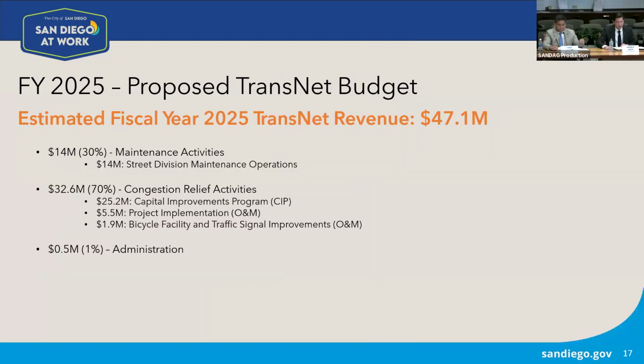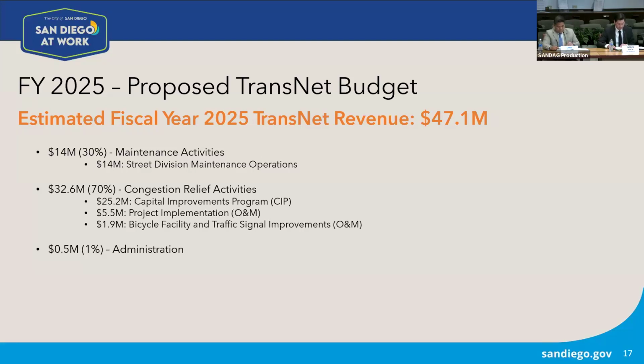Looking ahead to the next year, the fiscal year 2025 proposed TransNet budget for the city of San Diego is currently estimated to be $47.1 million per SANDAG's latest revenue forecast. 14 million, or 30% of the total budget allocation, will support street division's maintenance operations.